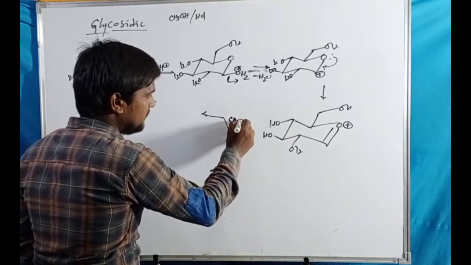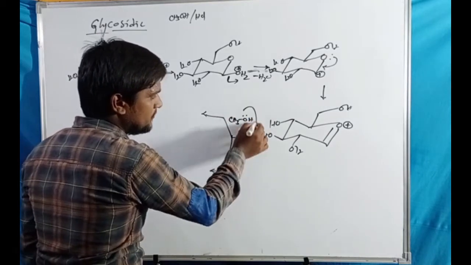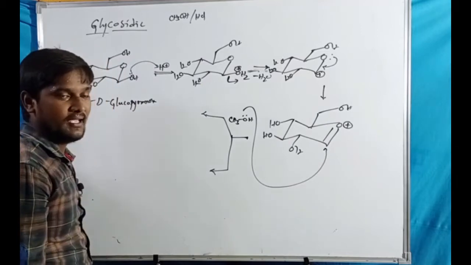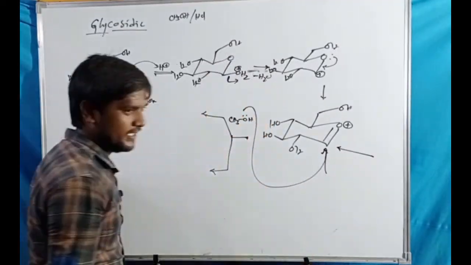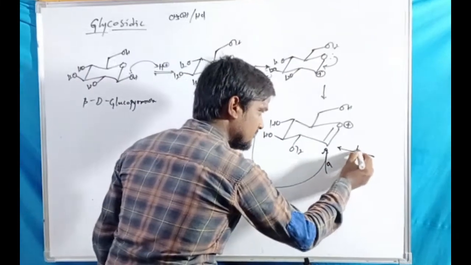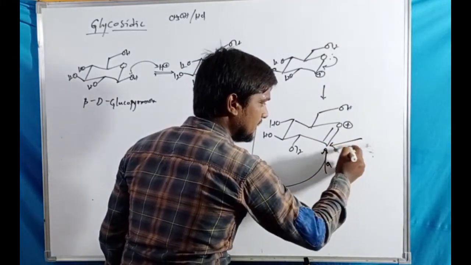Now here our nucleophile is methanol. The lone pairs of methanol will attack over there, either through the axial direction or through the equatorial direction. So this is A, and this is B, the equatorial direction.